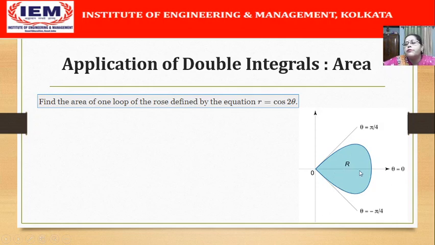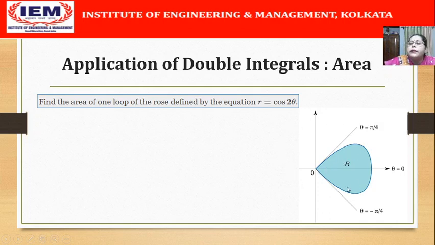So, of course, we have to first find the limits of r and theta in polar coordinates so that the region R is covered. So for this, we usually take a radial strip like this. If we take a radial strip, we will see the minimum value of r is of course 0 and the maximum value of r will lie on this curve. So it is nothing but cos 2 theta. So r will basically vary from 0 to cos 2 theta.